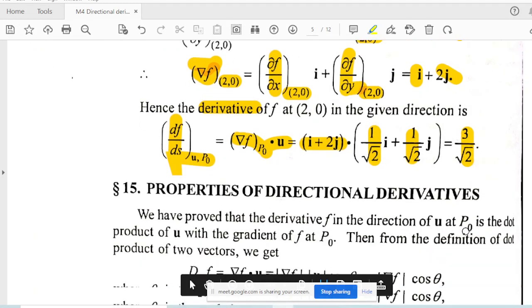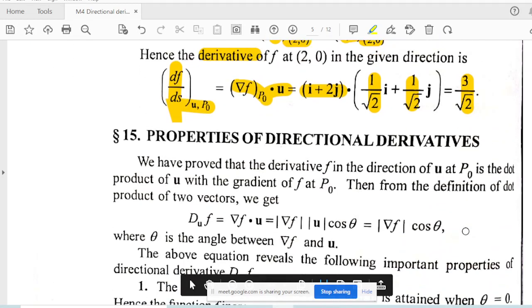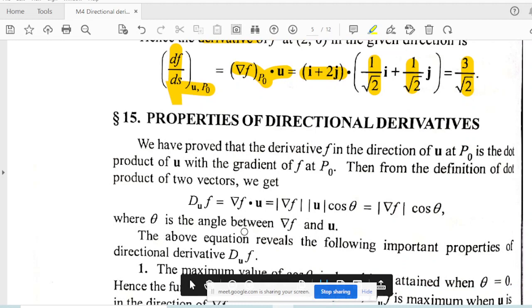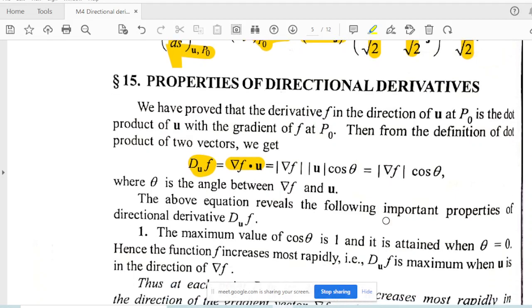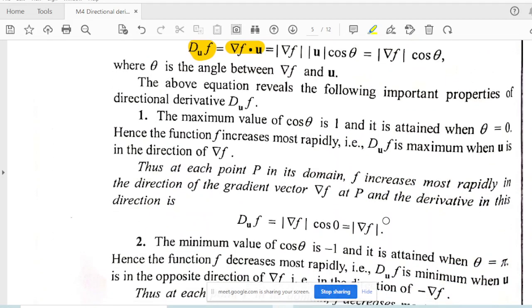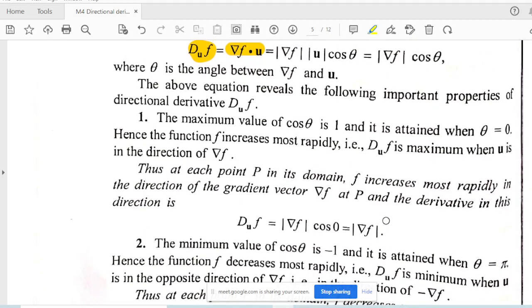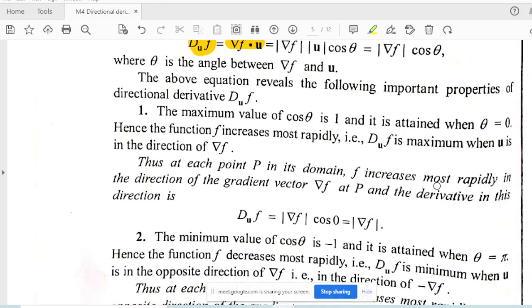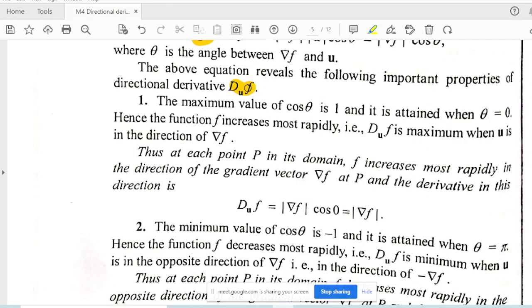Okay. So next we have some properties of the directional derivative. This is the notation of the directional derivative of f in the direction of the unit vector u. This is also written as grad f dot unit vector u, and this can be written as follows. So there are some properties of the directional derivative of f in the direction of u cap.